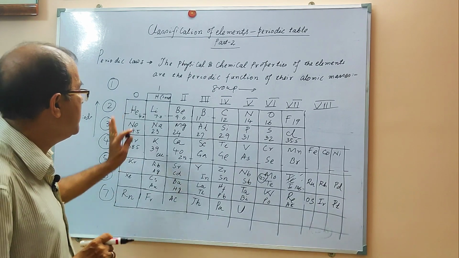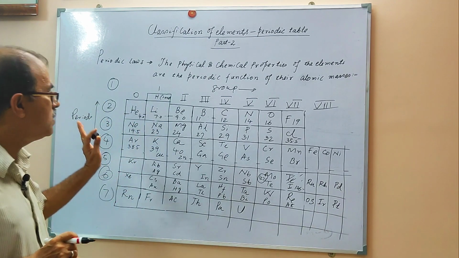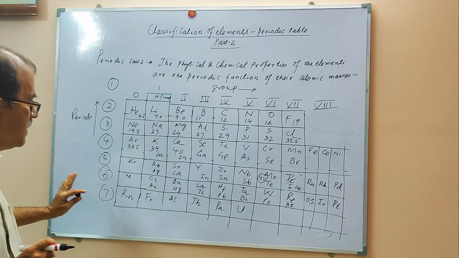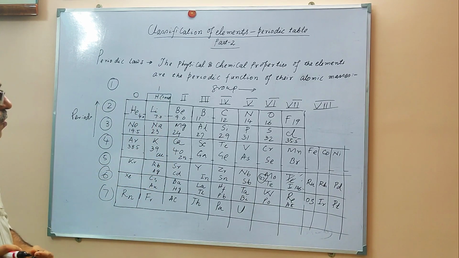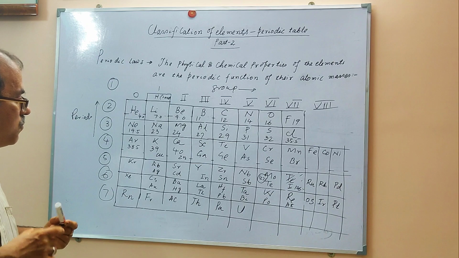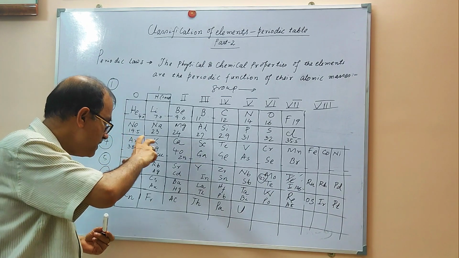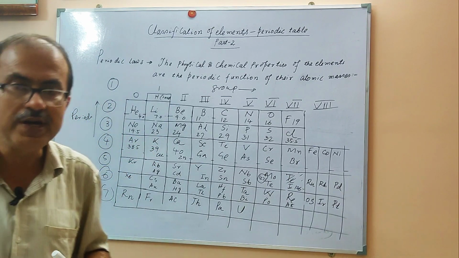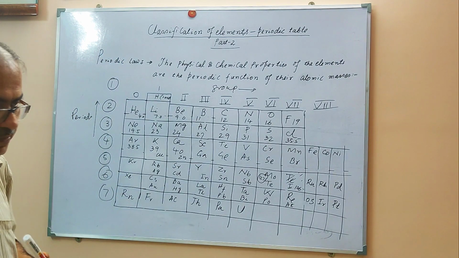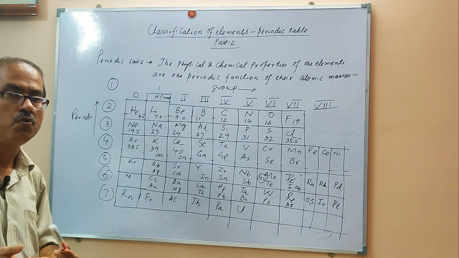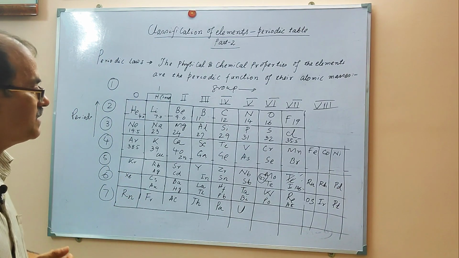So this is the Mendeleev periodic table and all the elements have been written here, and later on we are going to discuss how this Mendeleev periodic table is correlated with our modern long form periodic table, that we will understand.